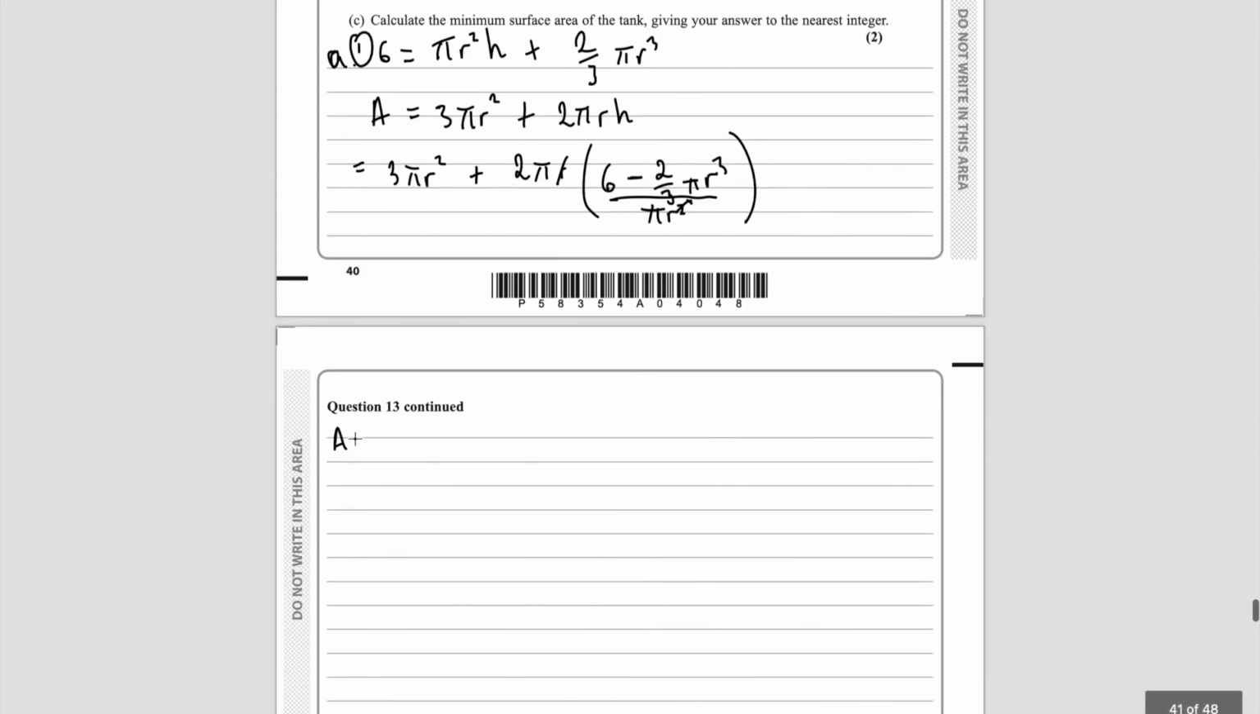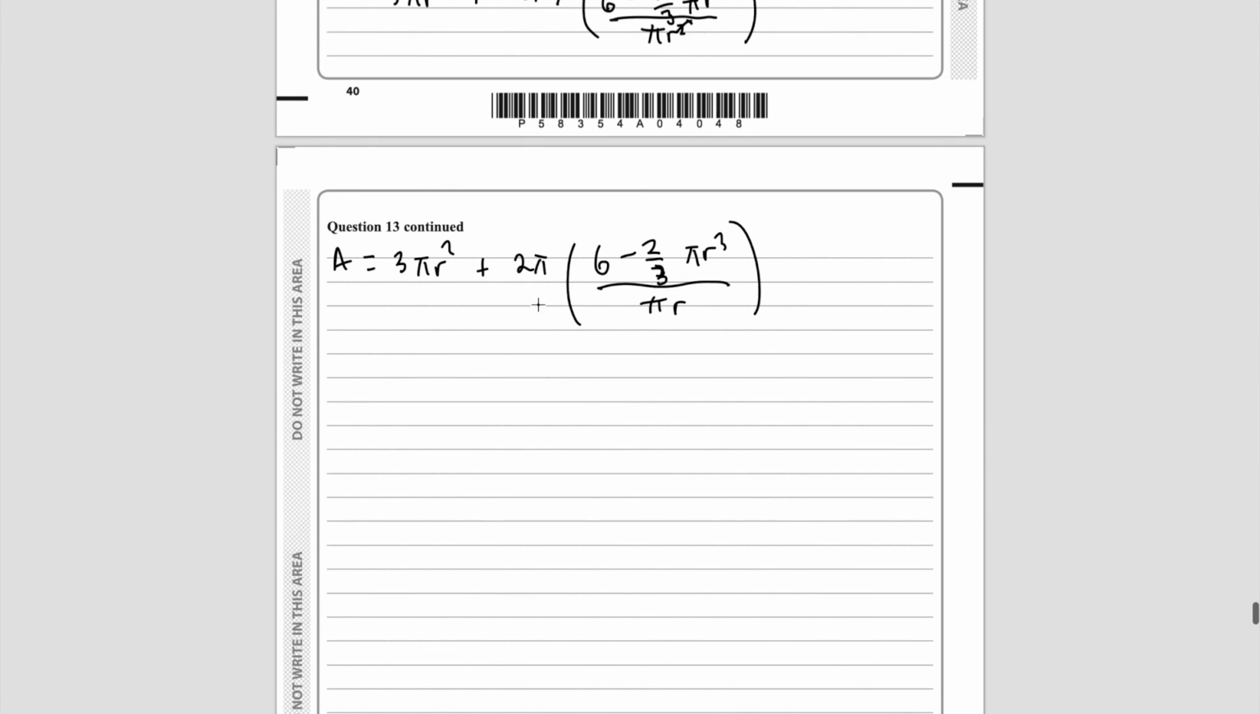So we know that the area is therefore going to be 3 pi r squared plus 2 pi multiplied by 6 minus 2/3 pi r cubed over pi r. And now what I'm going to be doing is expanding this out and simplifying things.